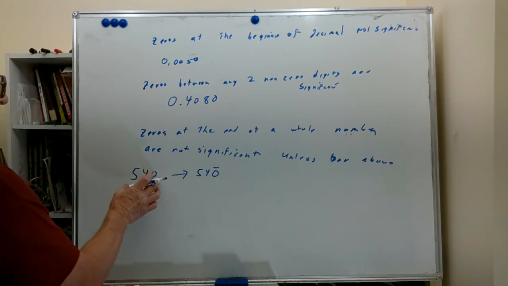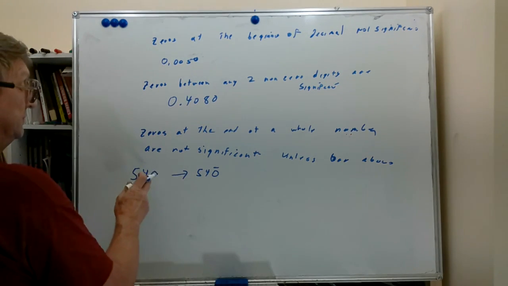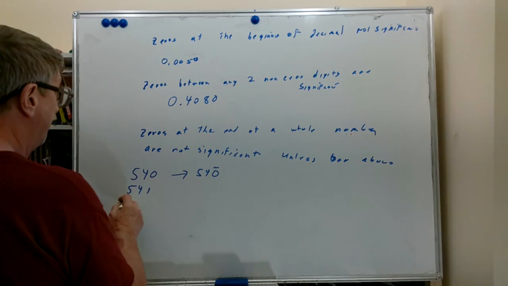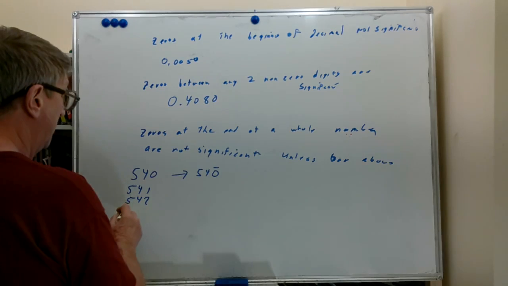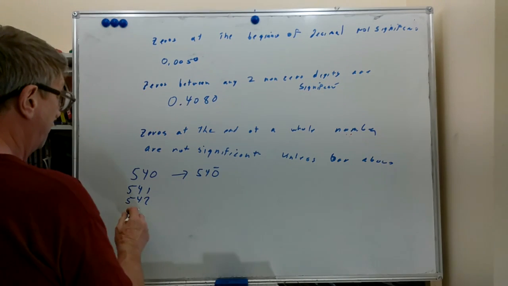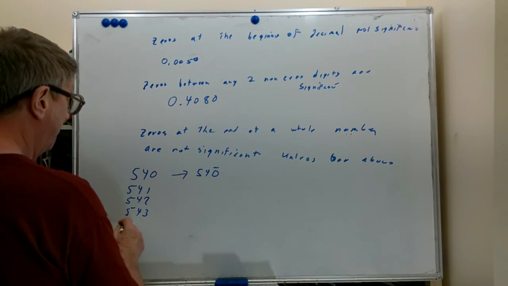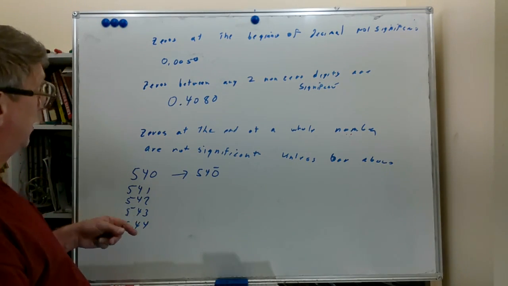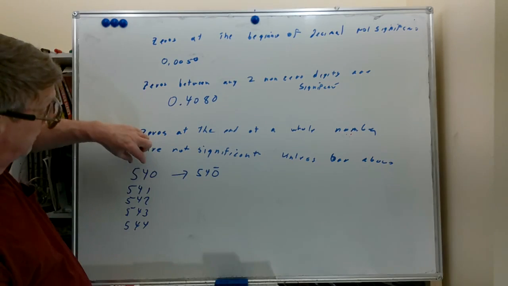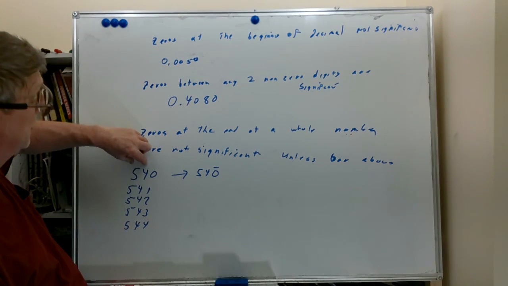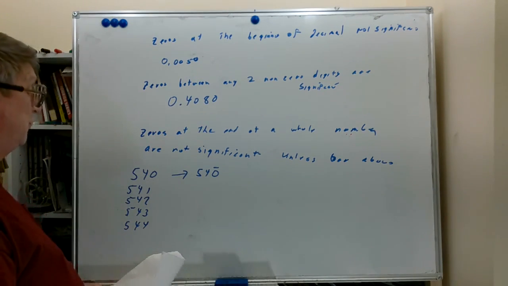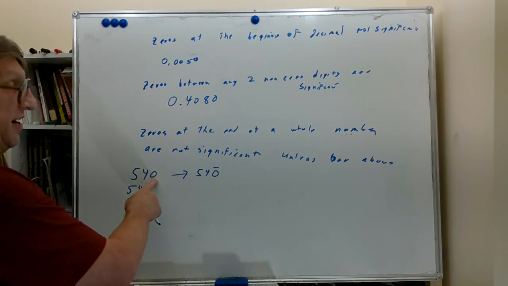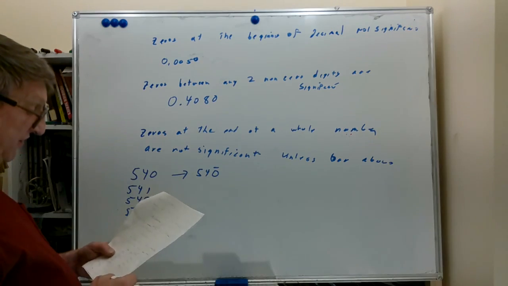Now without the bar, this could be 541, 542, 543, or 544. Because we do not know, being we know this is 2 digits, we can assume that it was rounded from something to 2 significant digits, and any one of these numbers would round to 540 as 2 significant digits.